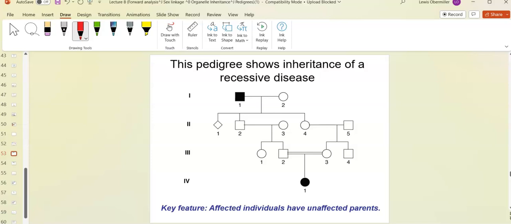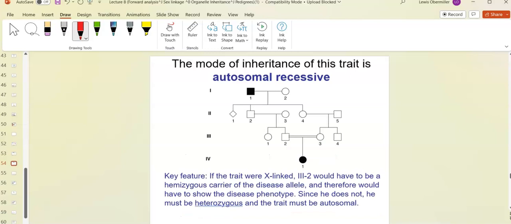This pedigree shows a recessive disease. The feature that tells you that it's recessive is that affected individuals have unaffected parents, right? Even though this is an inbreeding. It's generally autosomal recessive, and we can tell because if it were X-linked, then this individual here would be a hemizygous carrier for the diseased allele.